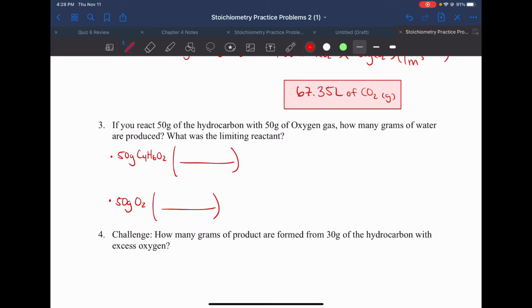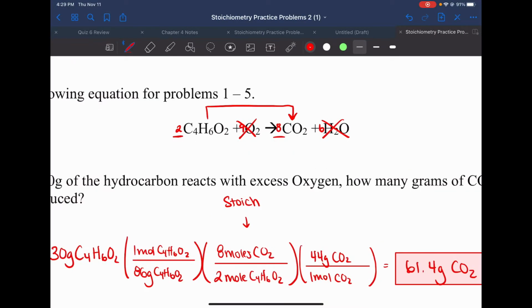And then to do this, we need to stoich over to the same product. So in this case, we're going to water. So let's calculate how many grams of water we're going to form from each of these reactants. And then from there, we're going to choose the one that produces the least amount of water, because that is the one that is our limiting reactant. That is what is bottlenecking our reaction. So we already did these calculations, so I'm not going to dwell too much on them. So for every 2 moles of C4H6O2, we form 6 moles of water.